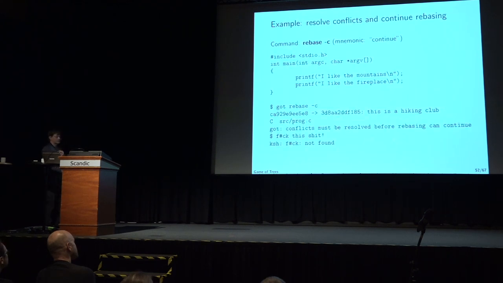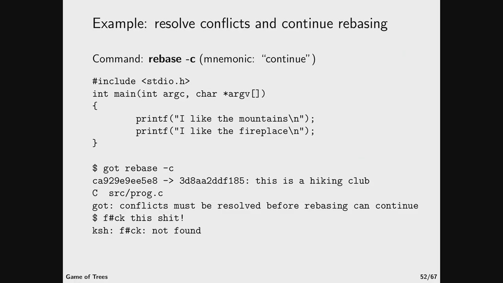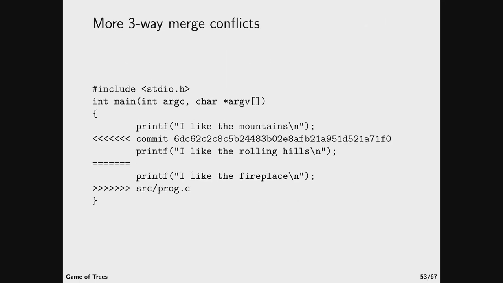Now, we've fixed the conflict. Basically, the resolution is arbitrary. It depends on what the programmer really wants. And we say, please continue rebasing. Now, we create a new commit, and we see the old and new ID of this commit that's been rebased. But again, we have a conflict, so we have to do this all over again.